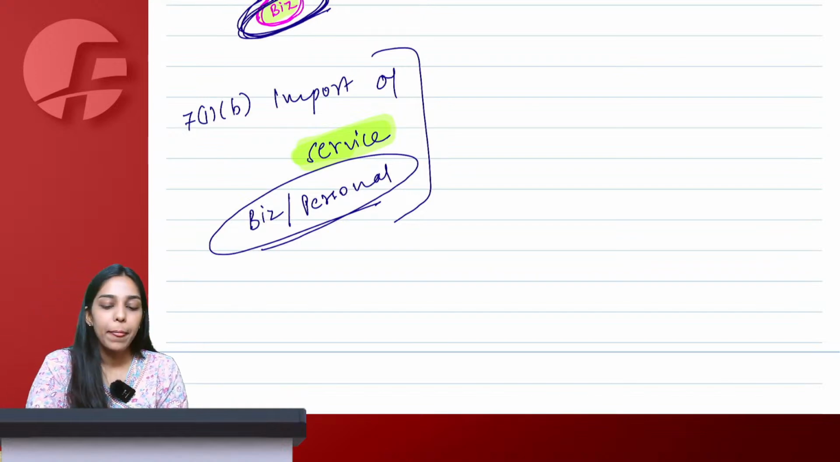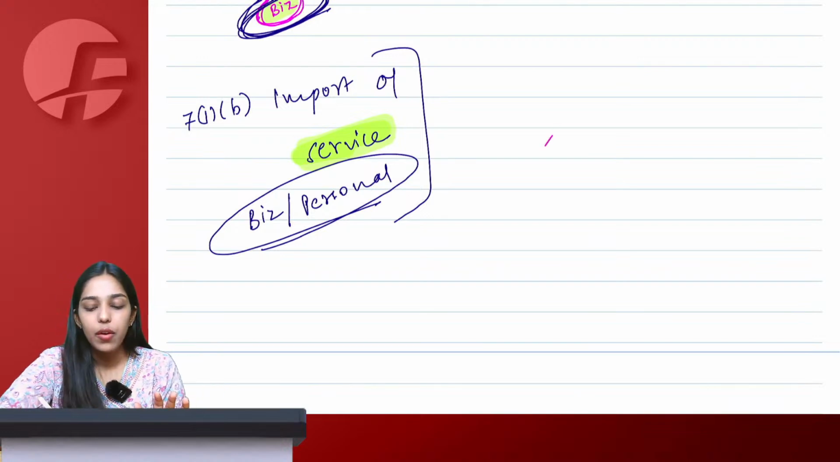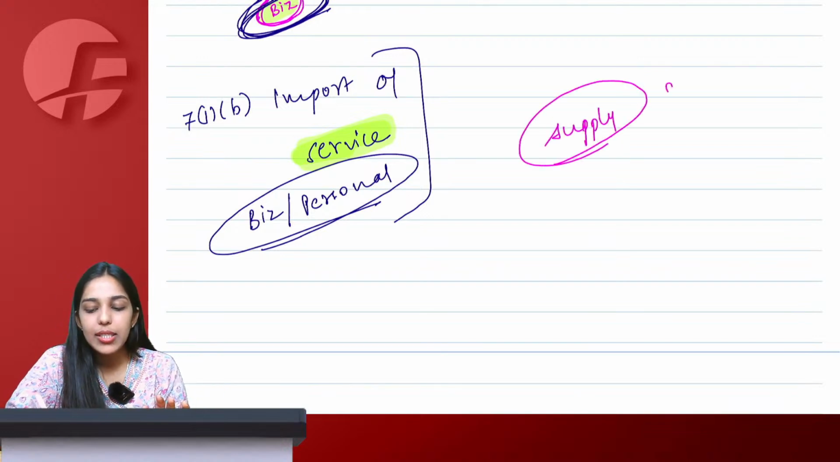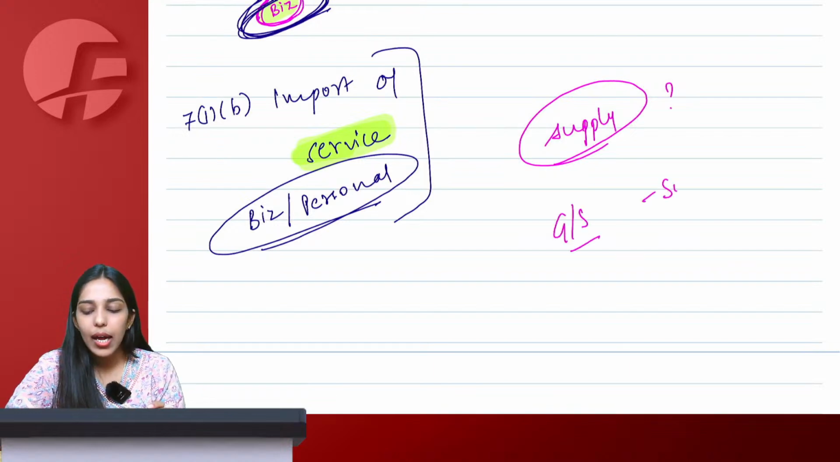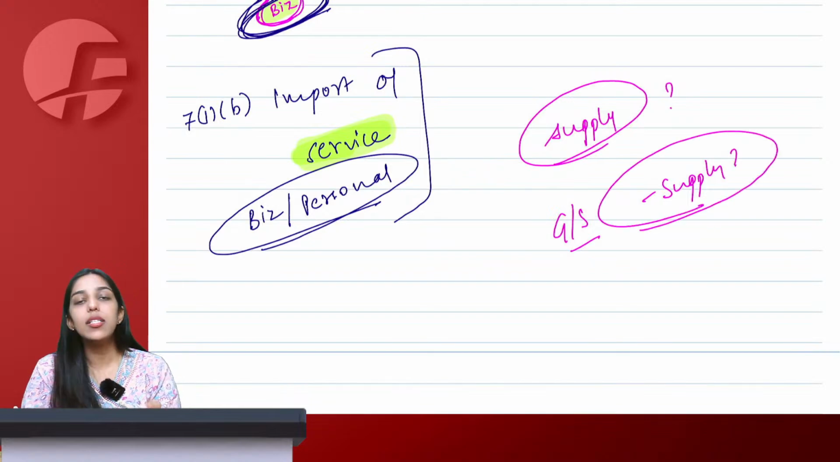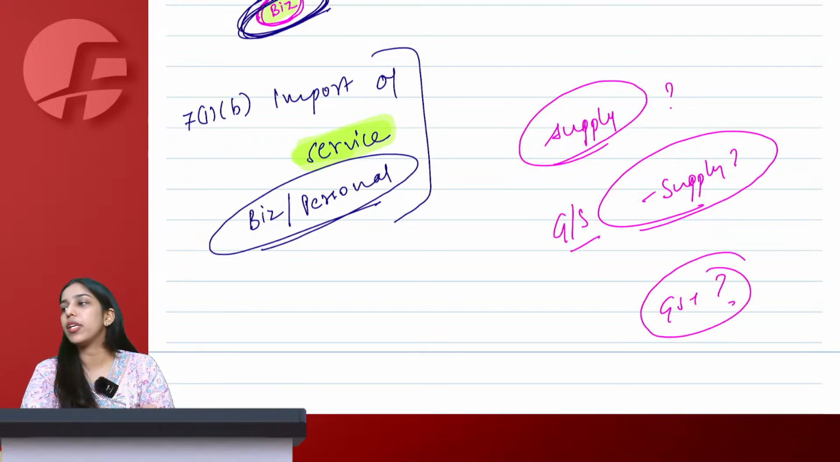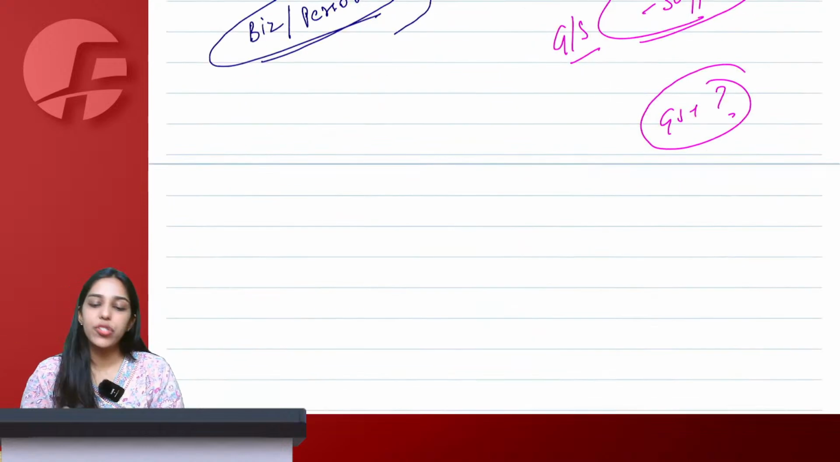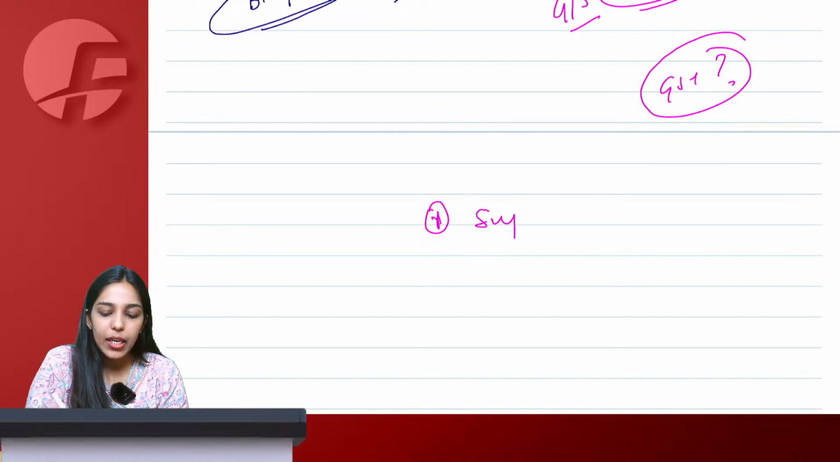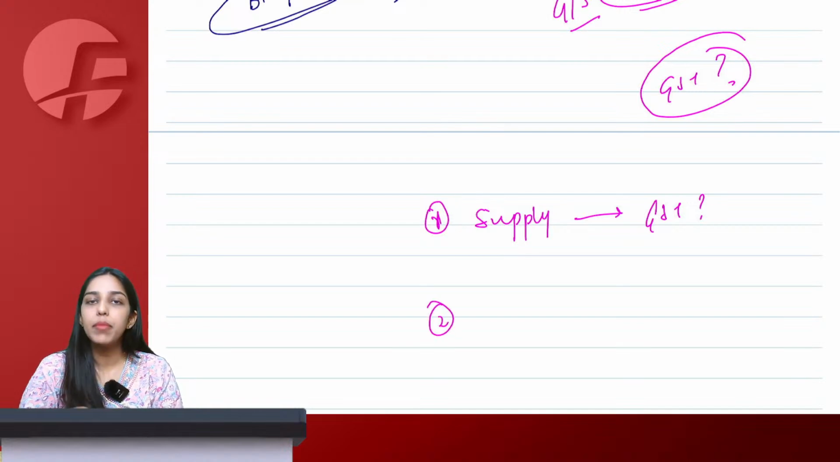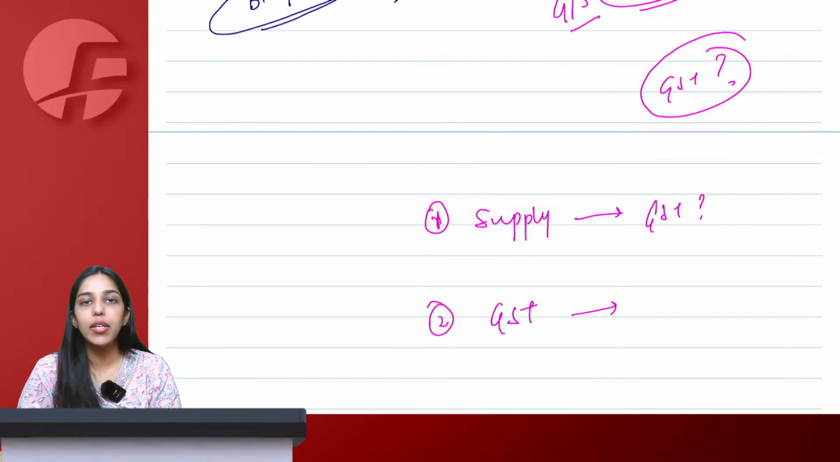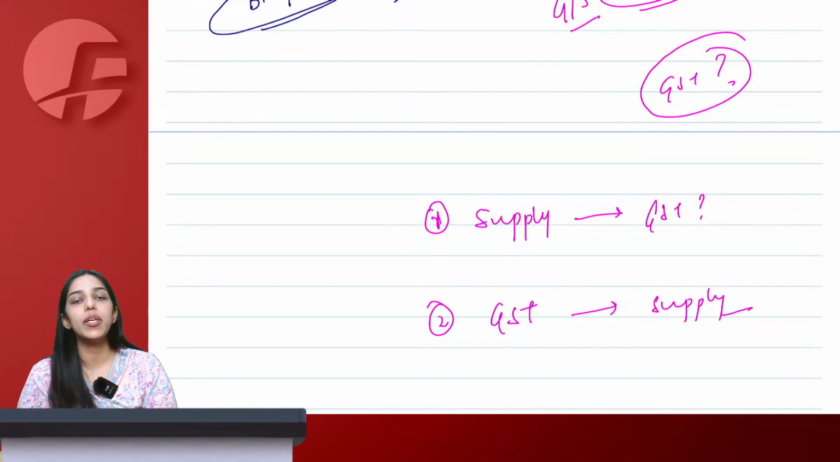So tell me one thing, if I say any transaction which qualifies as a supply, is it mandatory that GST will be levied on it? There is goods or services and there is a supply. Does this automatically imply that 100% GST will be levied? Say yes or no, everyone. Two questions I am asking. Question number 1. If there is supply, does it automatically mean GST will be levied? Question number 2. If for any transaction GST is levied, does it automatically mean that yes, there would be a supply? Say yes or no.